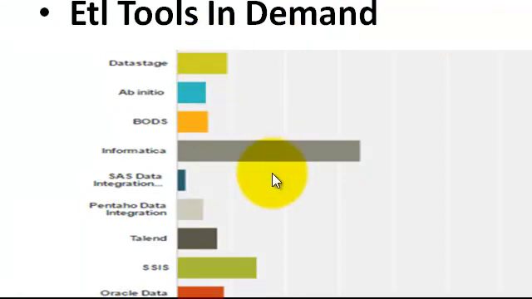So here I have created a graph chart, on the basis of the requirements, showing what all ETL tools we have, like DataStage, Ab Initio, BODS, Informatica. And if you look at this complete picture, you will see that Informatica is the tool that is used the most. Right, so this is what I'm going to cover as part of the recorded videos.